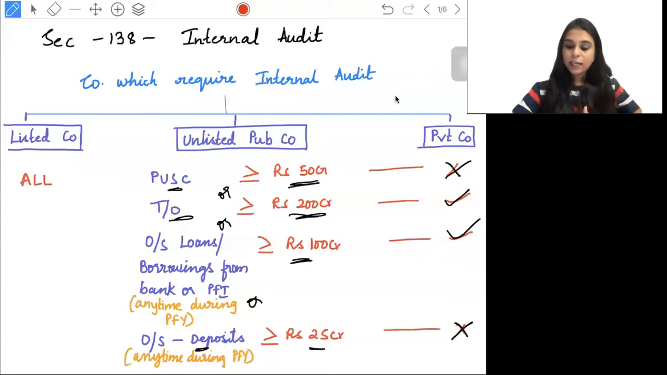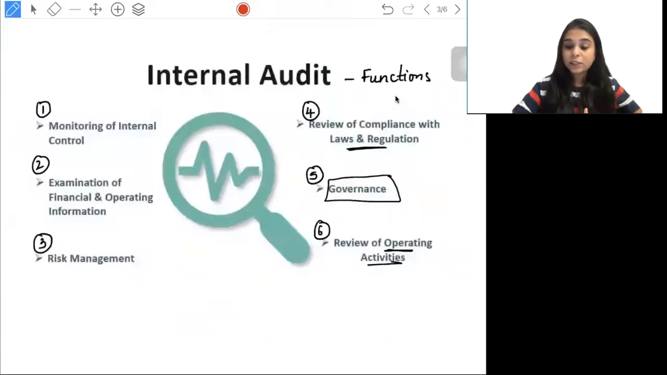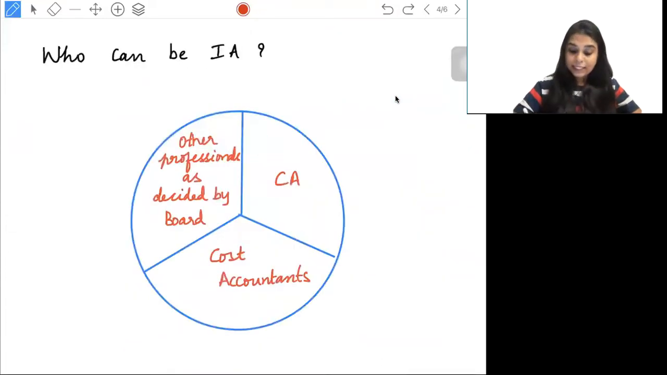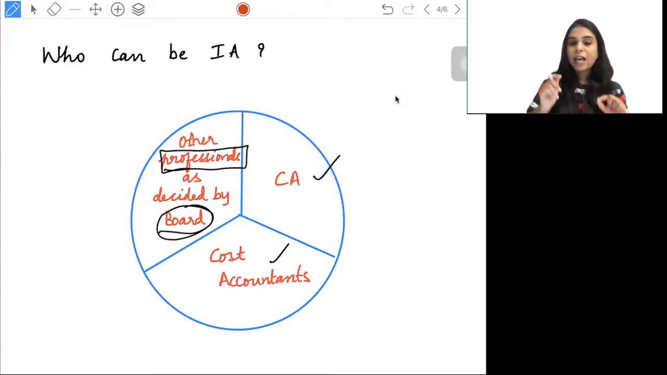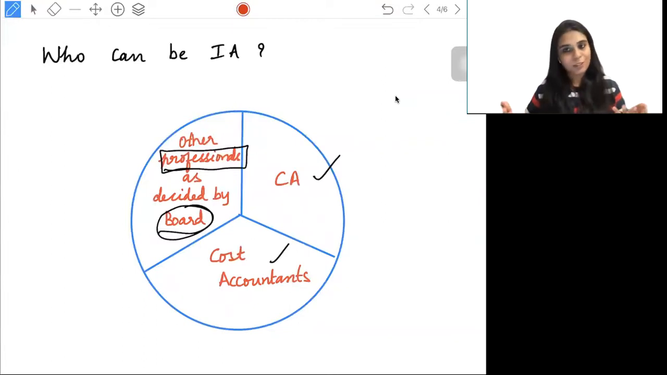Now we need to understand who can be these internal auditors. So a CA, a cost accountant, or any other professional. Any professional, if the board thinks can be the internal auditor, can be appointed as an internal auditor.